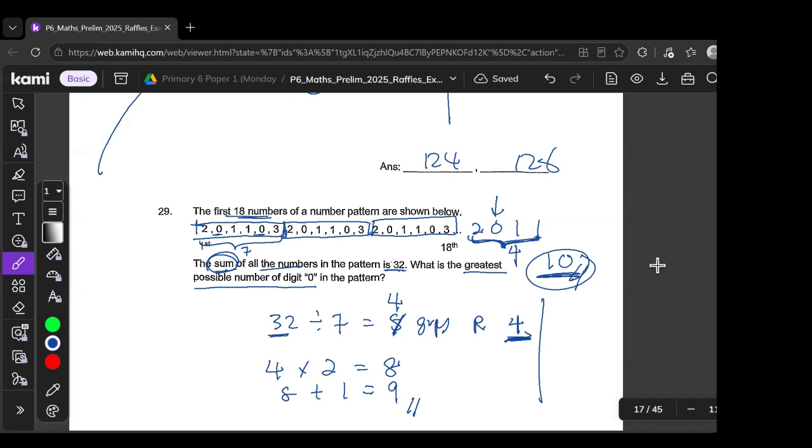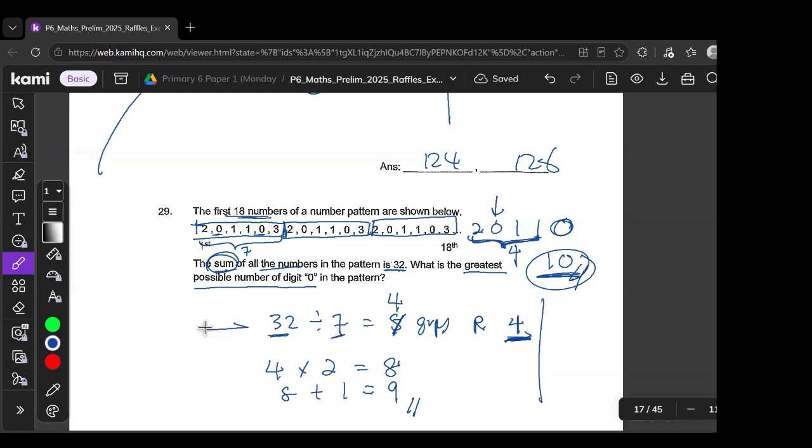There's another 0 beside the 1. Beside the 1, 20110. You mean here? Another 0? Yeah. So it doesn't add to the 32. 2 plus 1 plus 1, 4. 4 plus 3, 7, right? The sum of one group is 7, right?